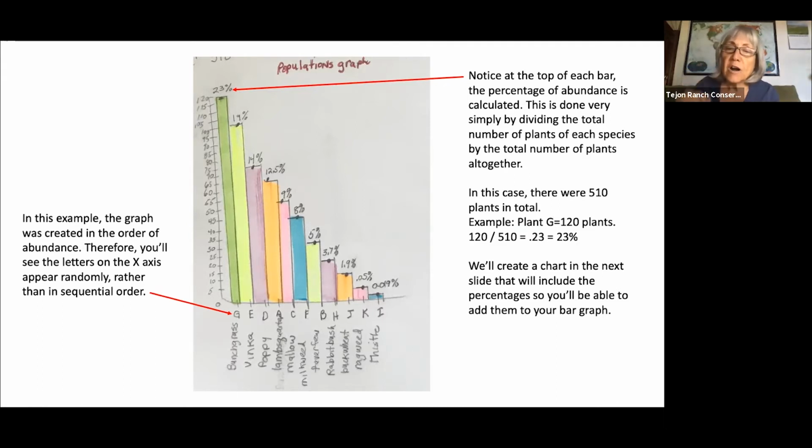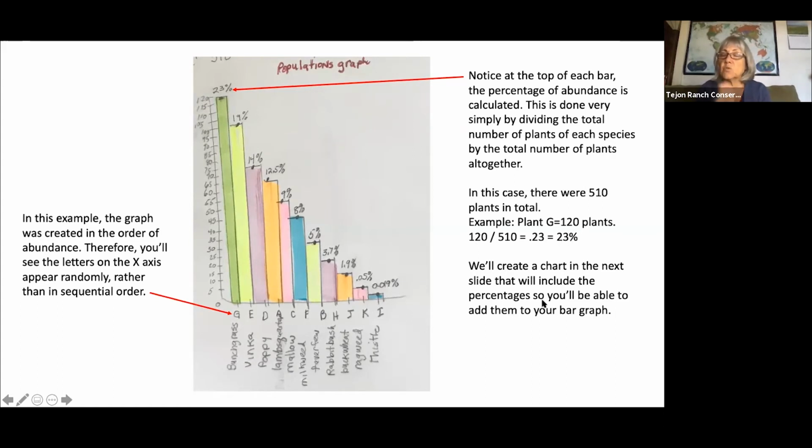Okay, so for this particular example, there were a total in area A of 510 total plants when I counted every plant of every species. All right, so out of 510 plants, plant G, there were 120 plants. So the way I calculated what this percentage was is I divide the smaller number by the bigger number. So 120 plants divided by a total number of plants, 510, came out to 23 hundredths or 23%.